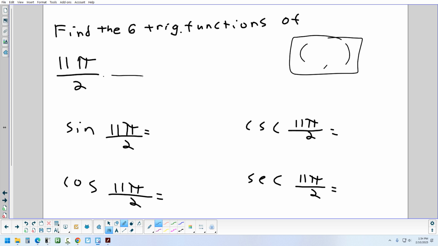Because all the formulas are based off the x and the y value. No, I know, but the definitions of these are using the coordinates. What's the answer? We're going to get 6 answers. You need all the definitions again? It says find the 6 trig functions. That's the whole problem. Because that's what we're studying. We're finding the 6 trig functions of an angle.